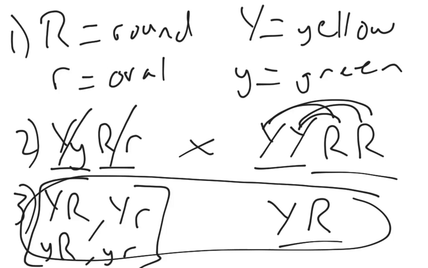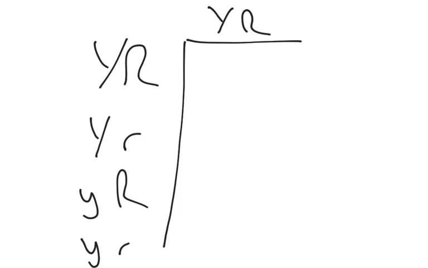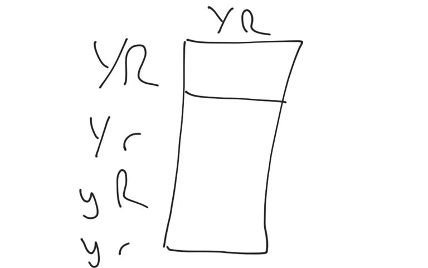So let me go ahead and clear the ink. And we'll make our Punnett square here. We may have to adjust that. So let's just do this. Big Y, big R, big Y, little r, little y, big R, little y, little r. And then there was only one, which was big Y, big R. So it's more like a Punnett rectangle because of the number of gametes.